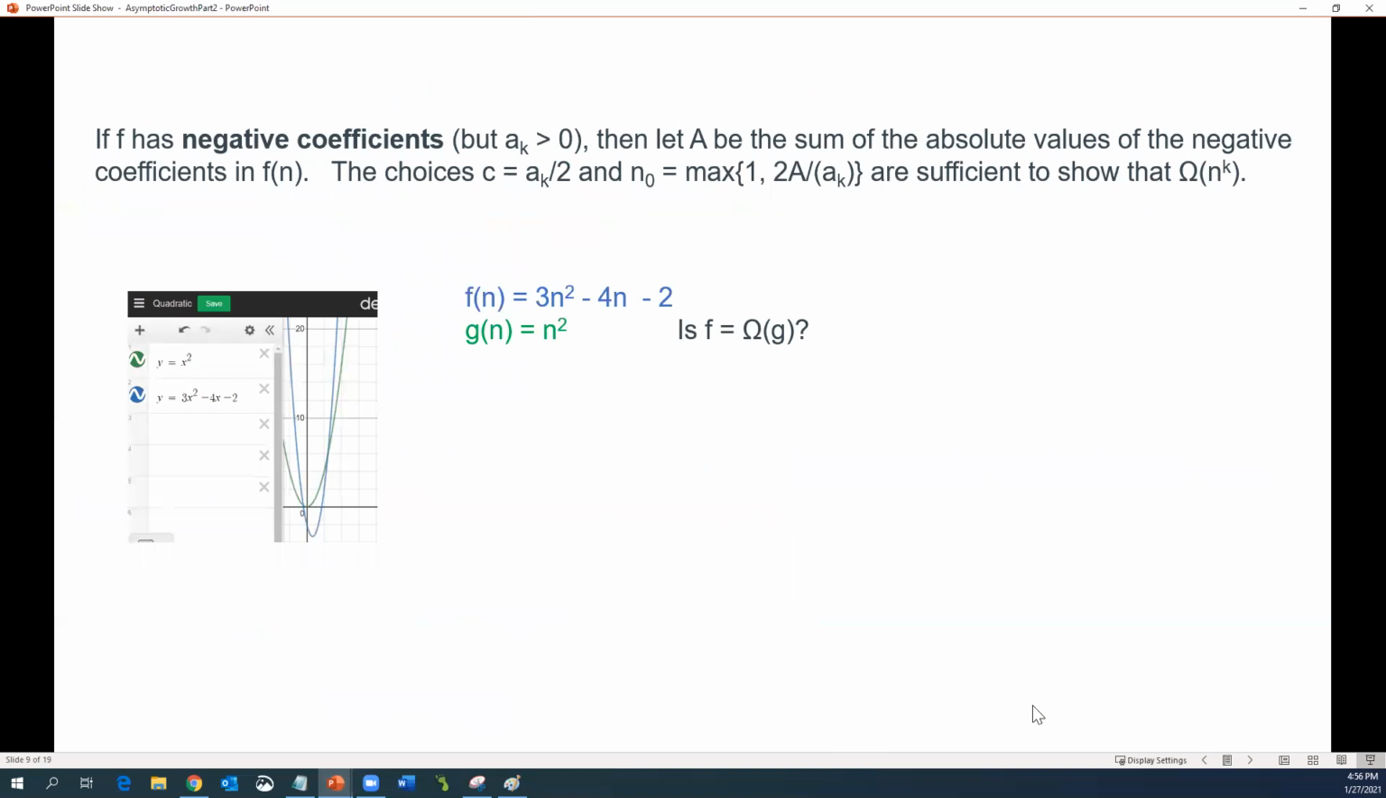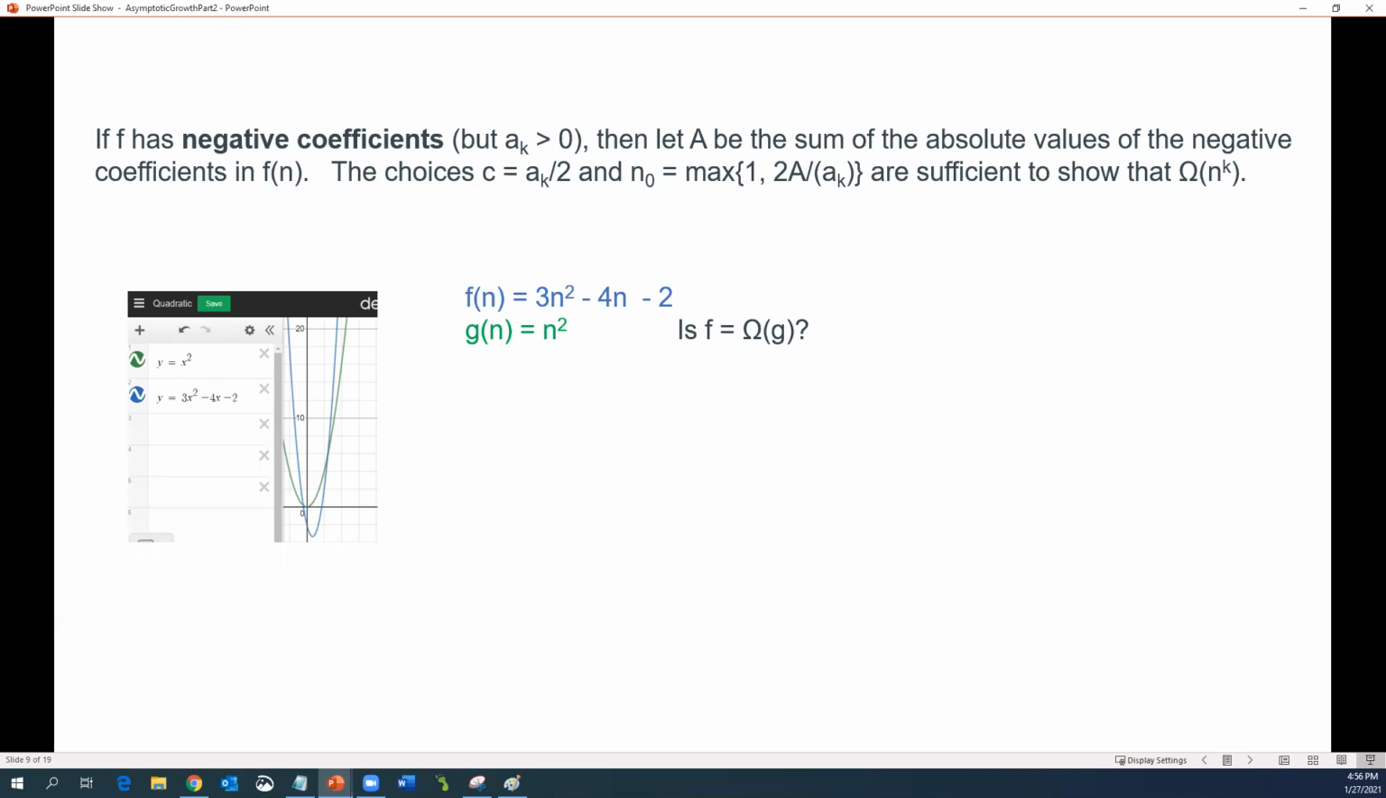Now, what if it has negative coefficients like this? We can't do that same trick of just dropping those extra terms, because it's not going to be less than 3n squared, because we're dropping some negative values. So it would be greater than. So here's the rule for this, and it involves a little bit more, but once you get through it, you realize it's not that big of a deal.